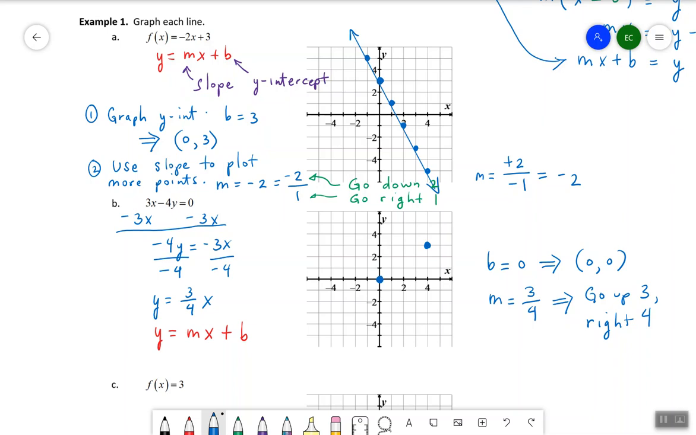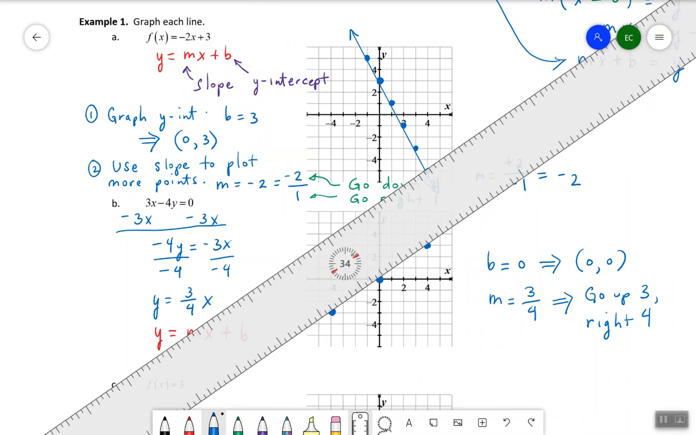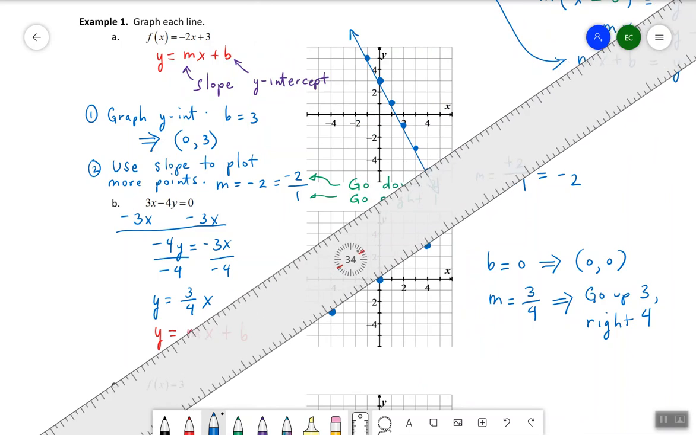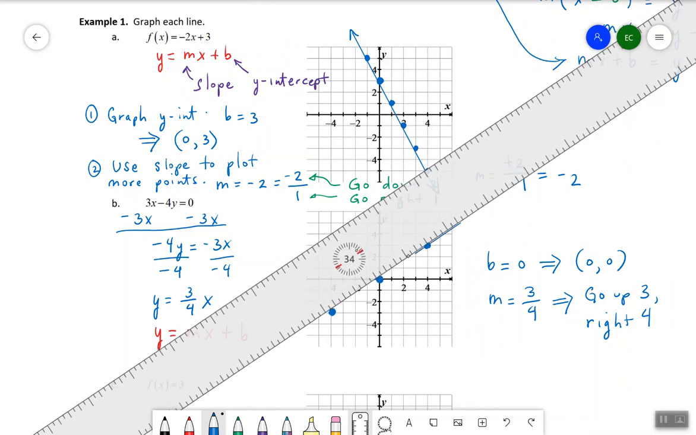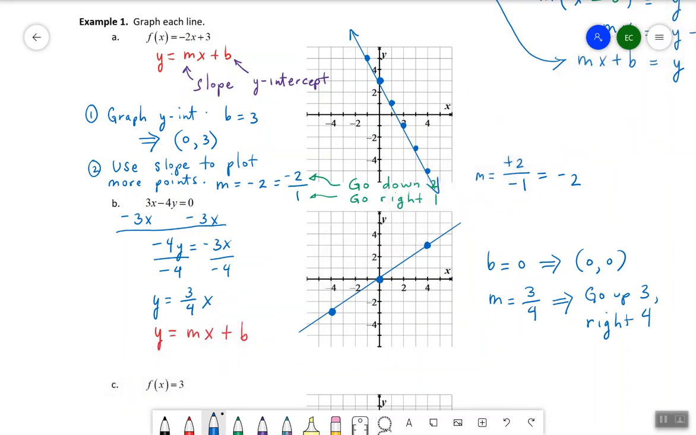We could also go down 3 and left 4 to get another point if we like. And then we can go ahead and draw our line. Okay, so hopefully that looks pretty good.